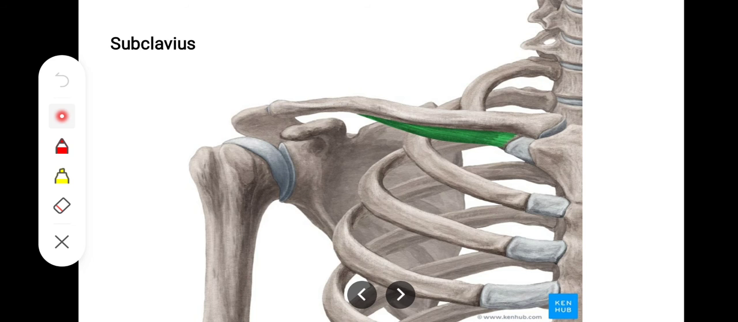The next is a very small muscle called the subclavius muscle, which originates from the first rib at the costochondral junction, just like the pec minor. But the pec minor comes from the 3rd to 5th ribs, and this one comes from the first rib. It is inserted onto the subclavian groove on the inferior aspect of the clavicle, which we saw when we studied the clavicle as well.